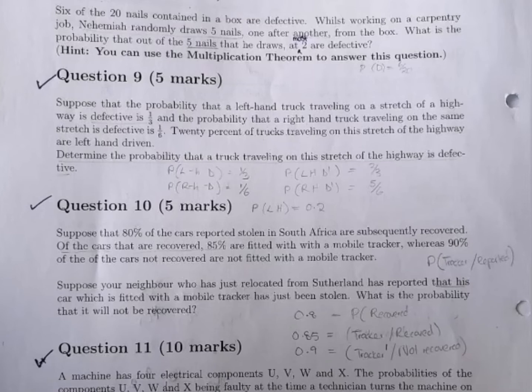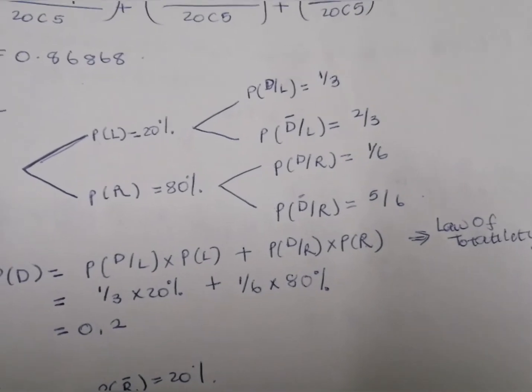So reading this question, you can see that this is conditional probability, because they are telling you that the probability that a left-hand truck is defective equals that. So it is the probability of D, given that the truck is left-hand, right? So let me show you how we do that one.